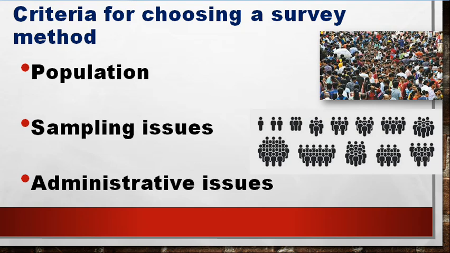Okay, the population, and then the second has to do with sampling issues and also administrative issues. We'll look at these three things and we'll be fine. Imagine you have this large population here and you have to interview them. You run into serious crisis trying to do it. And that is why we do sampling.